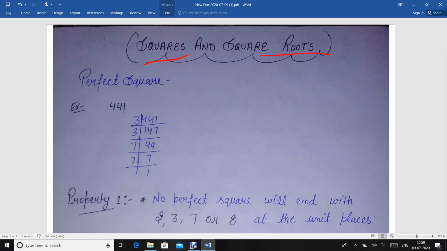Basically, the square of a number is the product of the number with the number itself. Suppose you have 2, then the square of 2 can be written as 2 multiplied by 2, that is equal to 4. Means the number is multiplied by itself. This is the square of that number. So this is the square of a number.